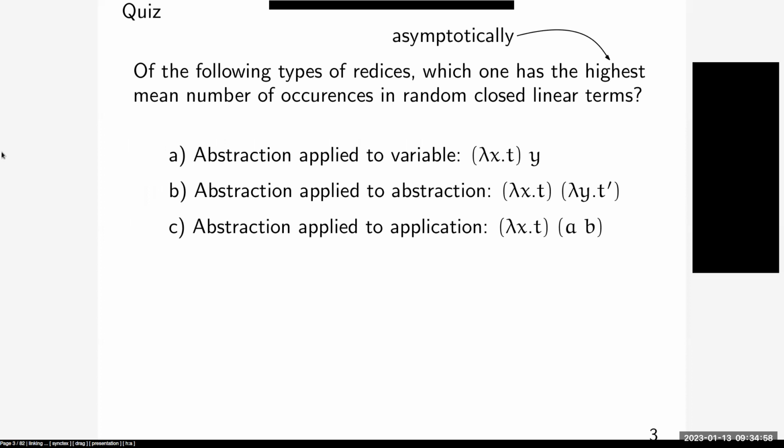Of the following types of redexes, which one has the highest mean number of occurrences in random closed linear lambda terms? We talk about the highest mean number here asymptotically, right? So we take closed linear lambda terms of a big size, and we see asymptotically which one of these redexes is the most common. Is it the case of abstractions applied to variables, the case of abstractions applied to abstractions, or the case of abstractions applied to applications? So this is a little bit of a quiz for you to think about if you're bored during the talk.